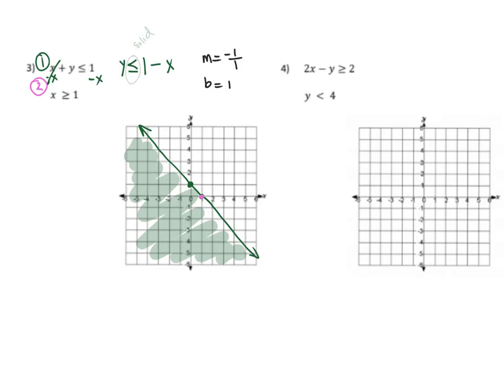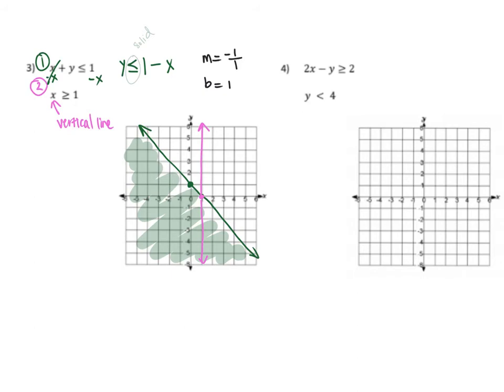And you might remember this from one of the previous lessons, but when you have an x equation, this is what we call a vertical line. So we're going to draw a vertical line, and it needs to be a solid line because this inequality has an equal sign. So I'm going to draw a vertical line that's solid, and there we go.